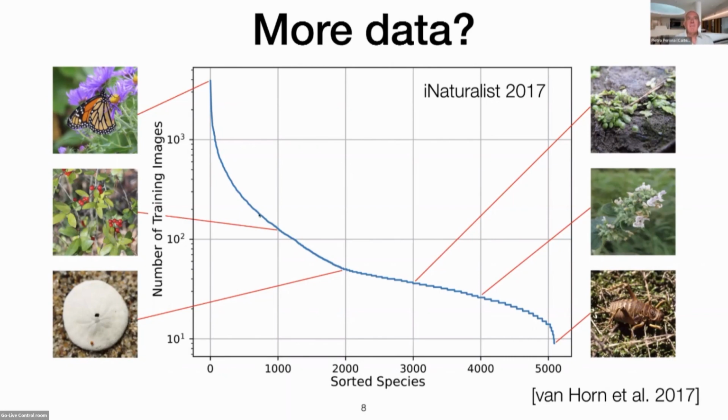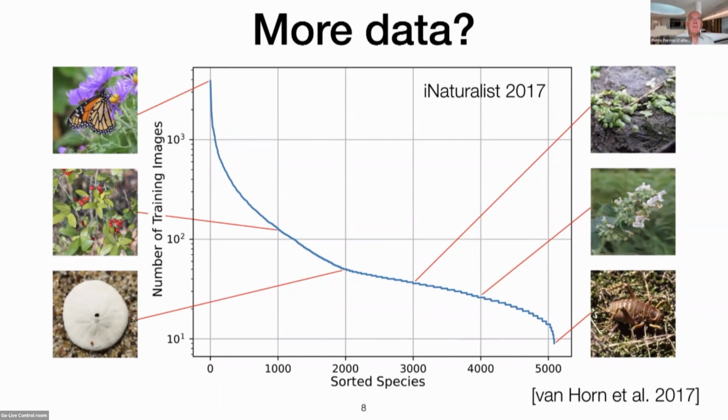And so indeed, no matter how hard we try, we'll never be able to collect lots of images for most of the species. Here you see that from species 1,000 onwards, we have fewer than 100 training examples. And from species 2,000 onwards, we have fewer than 30 training examples. So no matter how hard you try, there are always going to be things that we don't see very often. And so collecting lots of training examples is not practical.